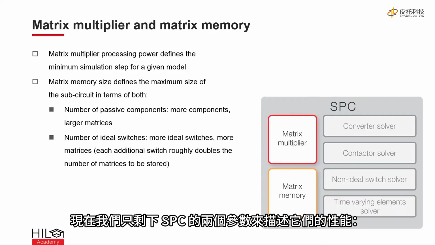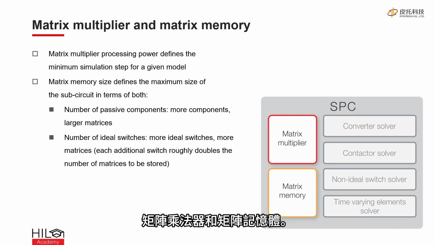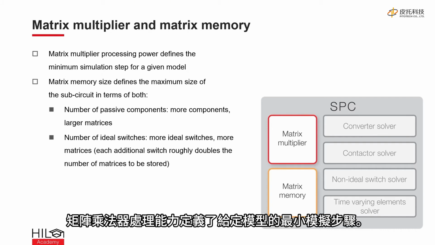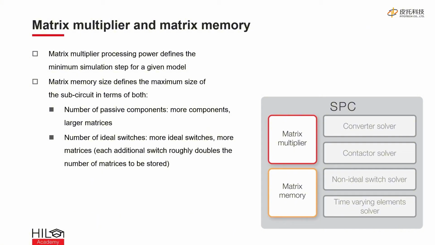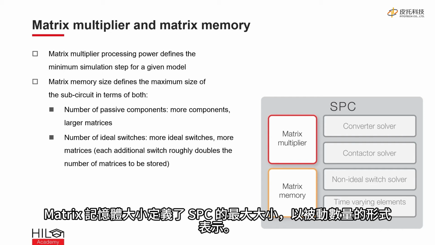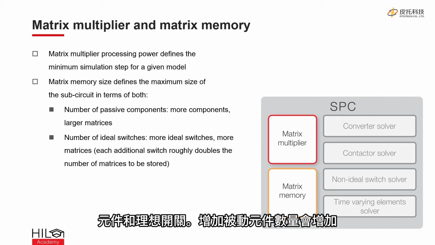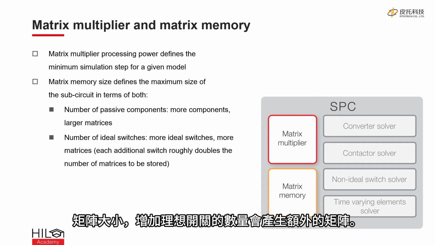We are now left with the two parameters of the SPC which describe their performance abilities, matrix multiplier and matrix memory. Matrix multiplier processing power defines the minimum simulation step for a given model. The matrix memory size defines the maximum size of the SPC, in terms of the number of passive components and ideal switches. Increasing the number of passive components increases the matrix size, and increasing the number of ideal switches results in additional matrices.